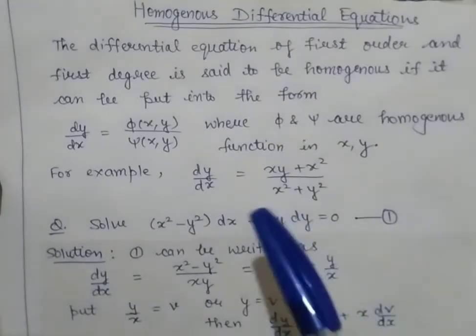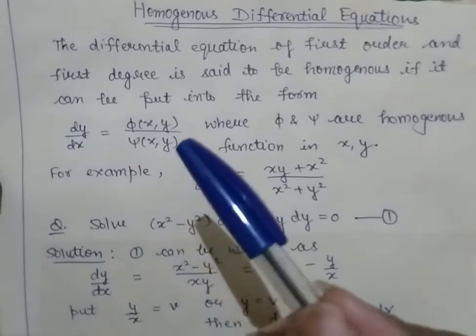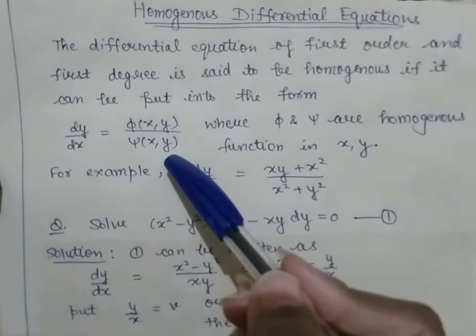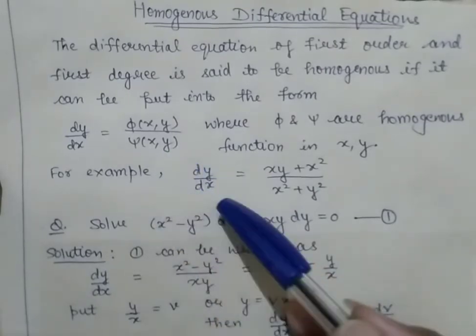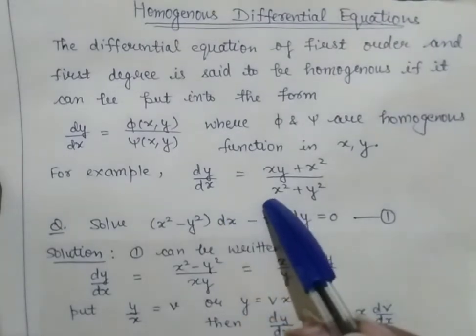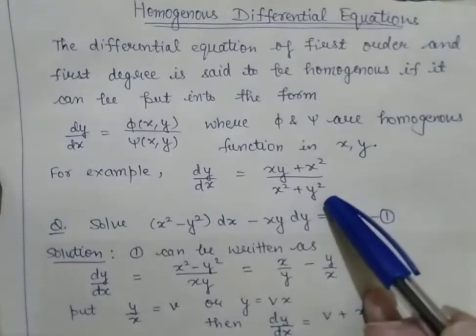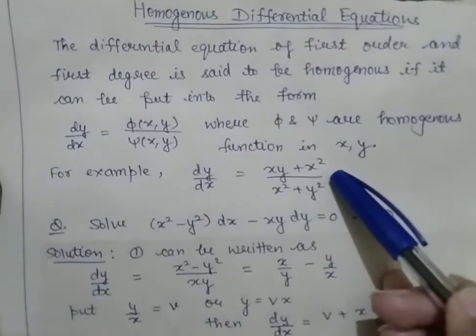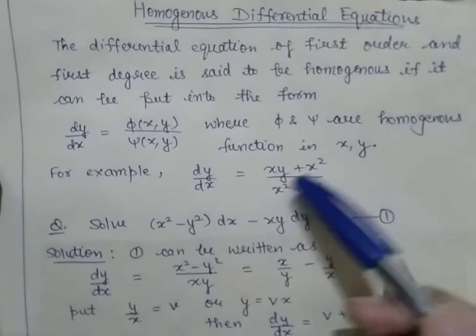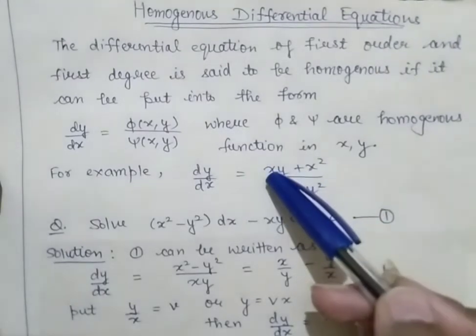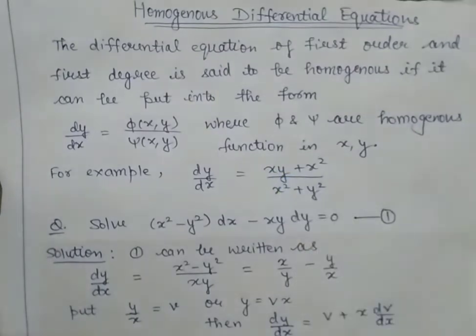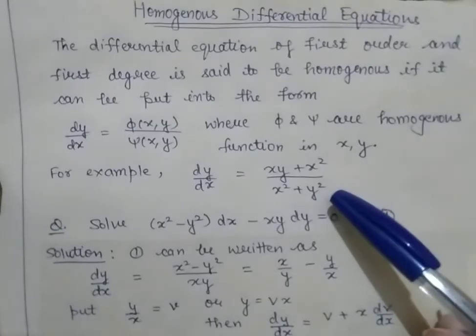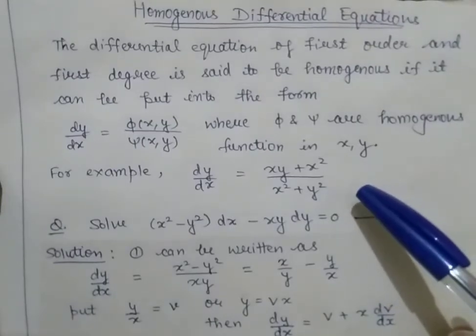That is, the power of variables in numerator is same as power of variables in denominator. Example, if we take dy by dx equal to xy plus x square divided by x square plus y square. Here, the power of variables in numerator is 2, power of x is 2, and here total power is 2, 1 power of x and 1 power of y. And in denominator also we have power of variables 2. Therefore, this is homogeneous differential equation.